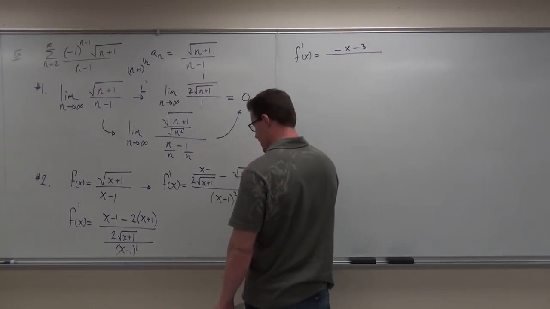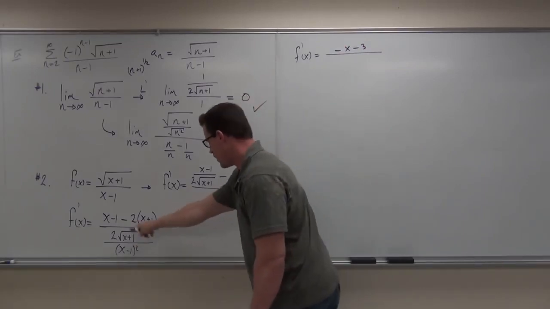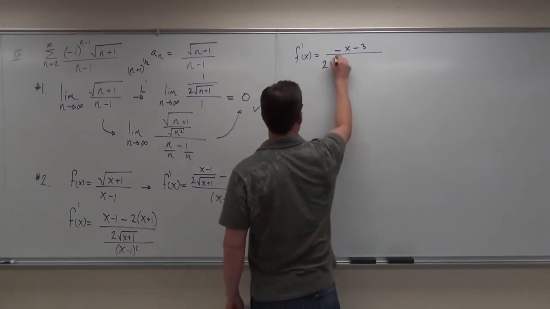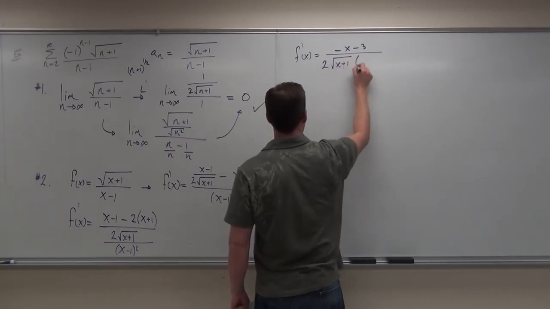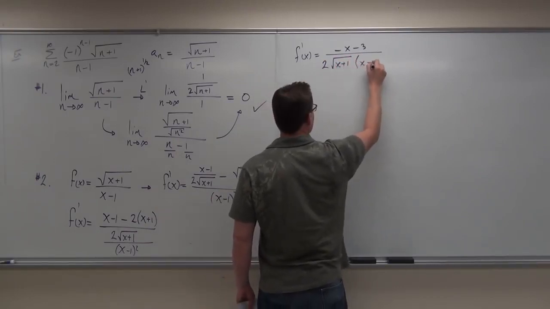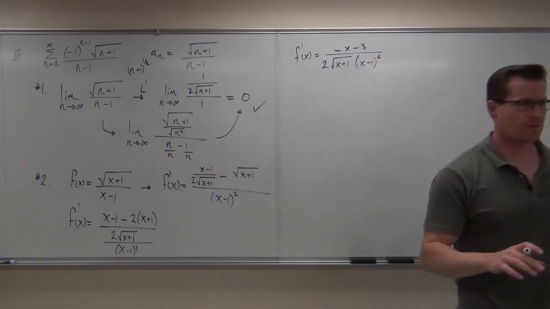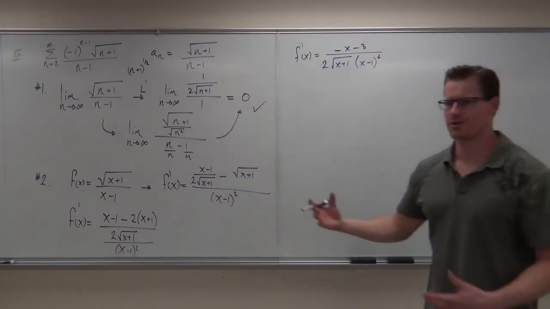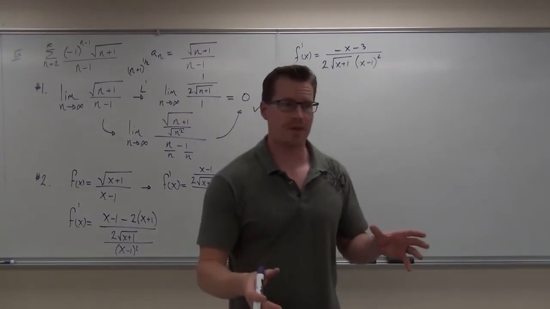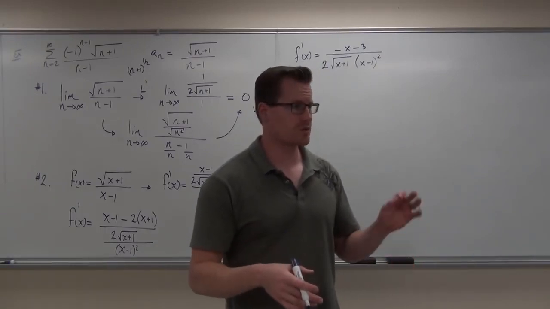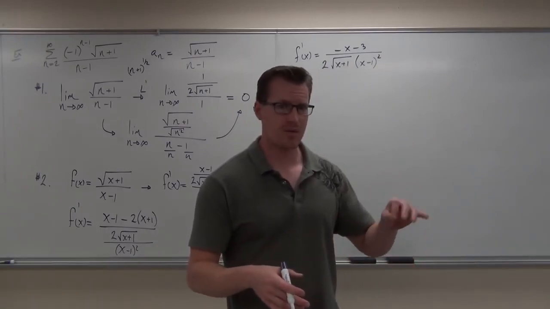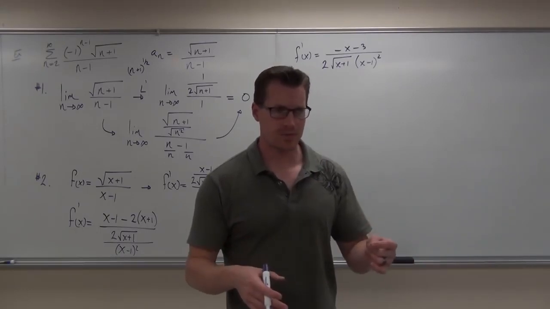Negative x minus 3 all over... if you do all of this, you're going to end up with 2 square root of x plus 1 times x minus 1 squared. Go no further because we're not trying to figure out a limit. So don't think, oh man, we've got to do a limit, we've got to get rid of the x on the numerator. Who cares about that? All we're trying to see is whether this is positive all the time or negative all the time. Are you with me?